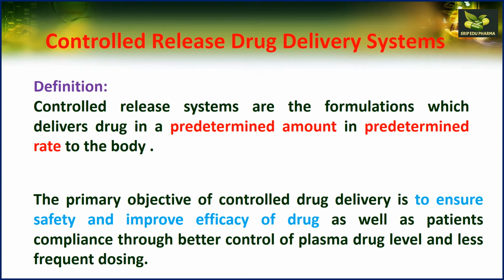Initially you have to learn what are controlled release drug delivery systems, the definition of the controlled release systems, what are the objectives of it, the properties related to it, and so on. If you see the definition, these are the systems which deliver drug in a predetermined amount at a predetermined rate to the body, and the main objective is that the safety and efficacy of the drug has to be ensured and the patient must feel good. That is, patient compliance is the main aim of controlled release systems.